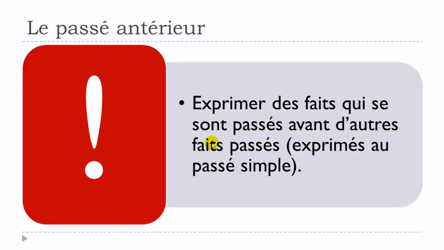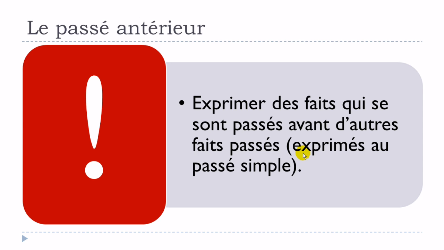And well, the important thing when we talk about le passé antérieur is that we will use that pour exprimer des faits qui se sont passés avant d'autres faits passés. And then they should be exprimés au passé simple. So clearly, what does it mean? It means that this passé antérieur form is the past in the past.